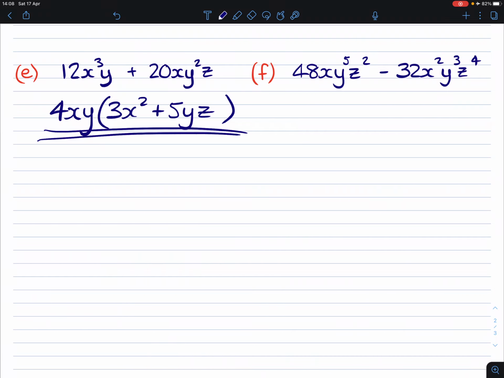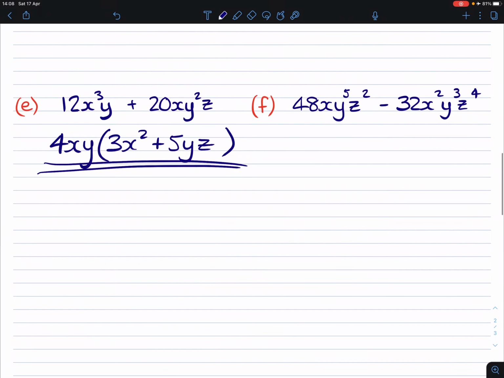Lastly, as tricky as these types can get, 48 and 32 can both be divided by 8. That's the largest number you'll get out of those two. X and x squared can both be divided by a single x. Y to the power of 5 and y cubed can both be divided by y cubed. And then z squared, z to the power of 4, z squared will be the highest z that they can both be divided by.